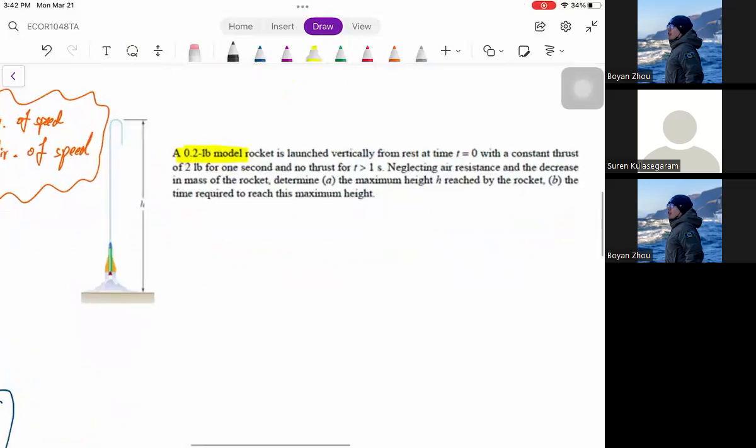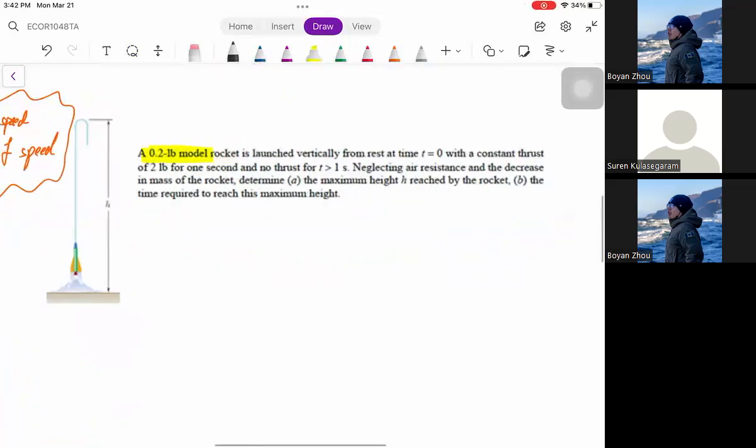So let's read out this question. The weight of the rocket is 0.2 pound. And it's going to take off vertically from rest. From rest means the velocity at the very beginning is 0 when time is equal to 0, and the thrust is equal to 2 pounds for 1 second.